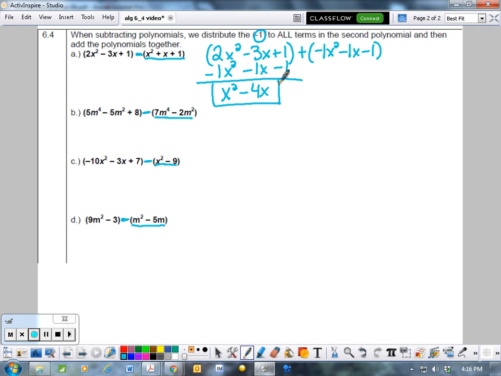So same idea. Because I'm a little lazy, instead of rewriting it, I will go ahead and say, okay, I'm going to add a line here, and I'm going to change that to negative. I'm going to change this to positive, and then I line it up. So this is now a -7m to the 4th plus 2m squared, and then we combine. So this becomes -2m to the 4th minus 3m squared plus 8. And that's our final answer.